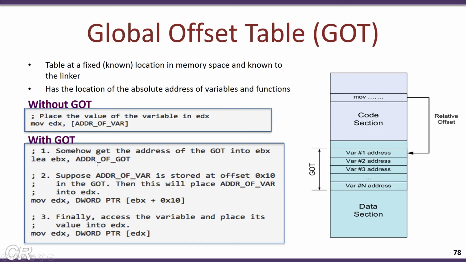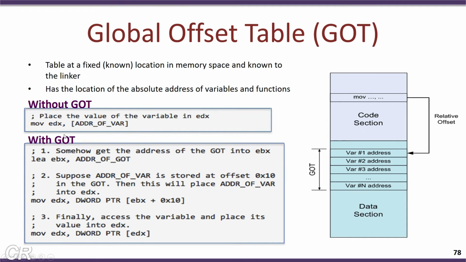First, we load the address of the GOT table into this register called EBX. Then we load an offset in the table, more precisely an offset of 16 bytes in the table, into this register EDX. Now, at this location, EBX plus 16 bytes, what is present is the actual address of this particular variable. Next, we load the contents of this EDX register into this particular register.